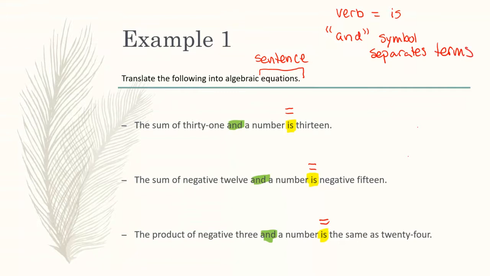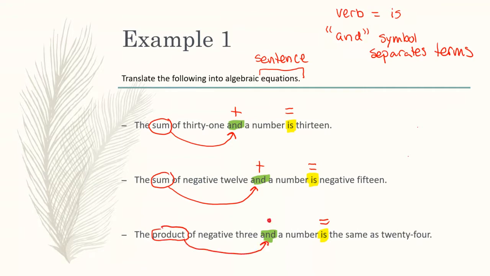And so we then look to see what words we have to determine what that symbol is. In our first sentence, we have the sum of 31 and a number. That sum tells us that the symbol is a plus, because sum means addition. Same thing in the second example. Sum means addition, so I'm going to put it where my "and" is. Third example here, it says the product. Product means multiplication, so I'm going to put my multiplication symbol right there.